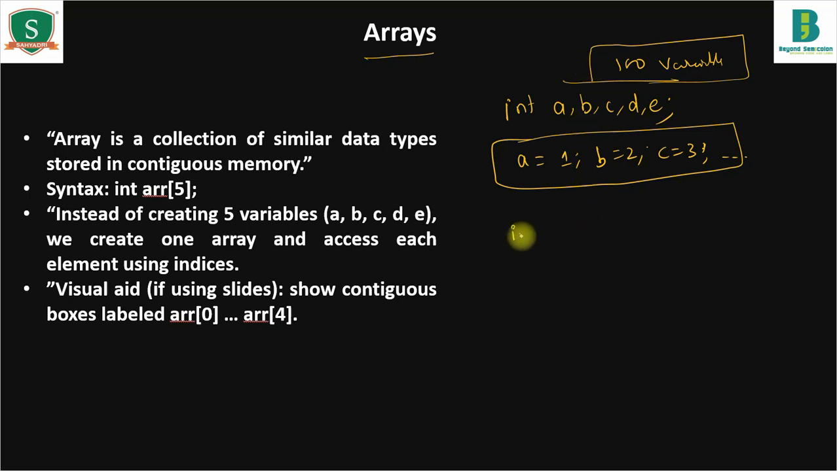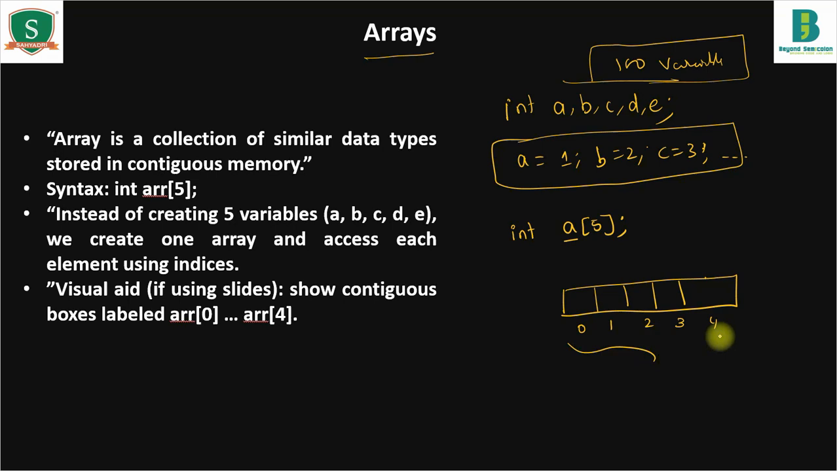Consider int a[5]. It means that 5 memory locations will be assigned to the variable a, something like this, and that is contiguous memory. That means they are assigned in sequential order 1, 2, 3, 4, 5. The index values will be 0, 1, 2, 3, 4. So 0 to 4, total 5 elements are there.